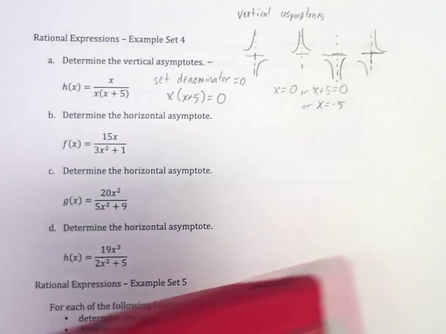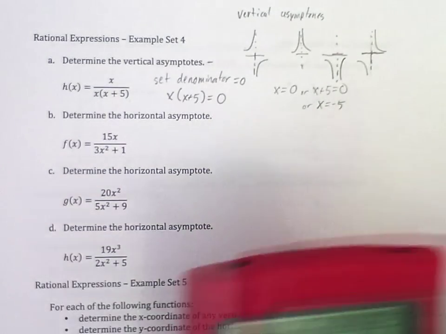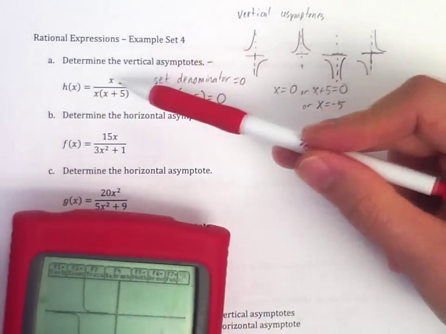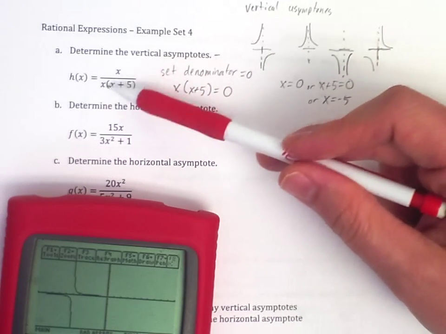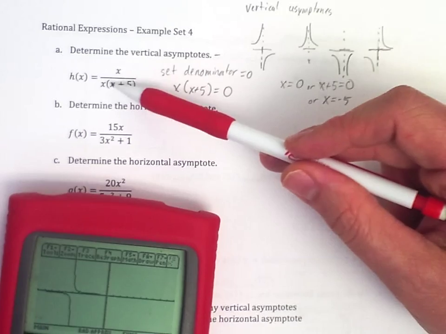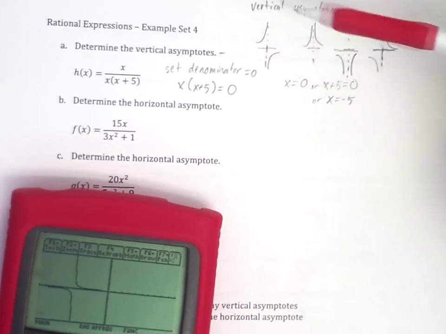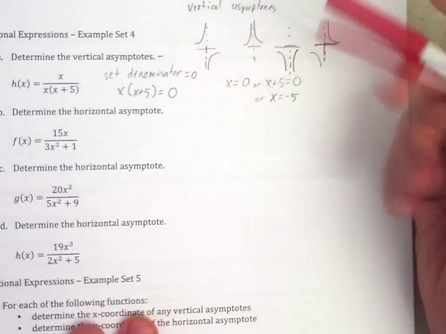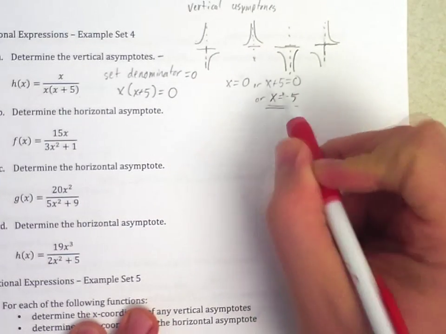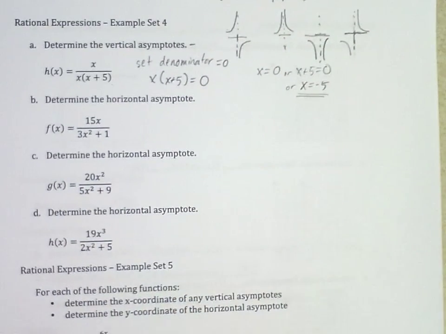So what we would notice is since x is in both the numerator and the denominator, the same expression is in both parts. What you actually end up with is a hole there rather than an asymptote. So the vertical asymptote to this is simply x equals negative 5. And we'll talk more about holes as we talk about limits in the upcoming slides.